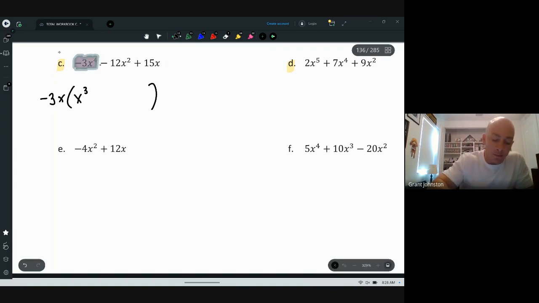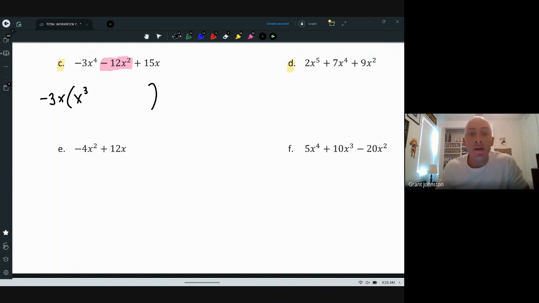Now let's look at the next term, -12x to the second. -3x times what would give me -12x to the second? Well, -3 times +4 would give me the -12. And just an x times the other x would give me x to the second.